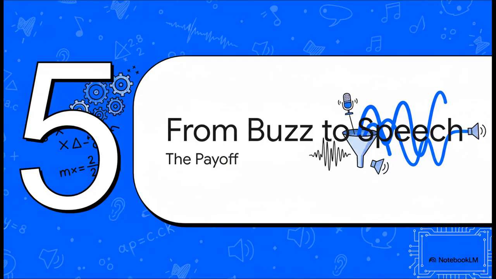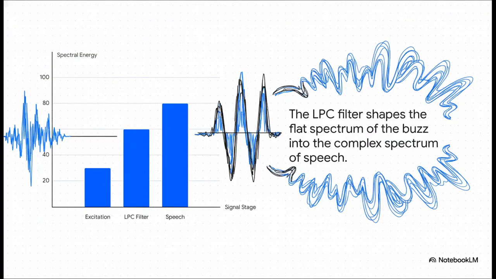Okay, we've gone through the model, the math, the engineering headaches. Now let's get to the good part. Let's see the payoff and actually watch this filter do its job. So let's break down what we're seeing here. On the left, that's the spectrum of our source signal, our buzzer. Notice how it's basically flat. It's got energy at all the frequencies like a boring, monotone hum.